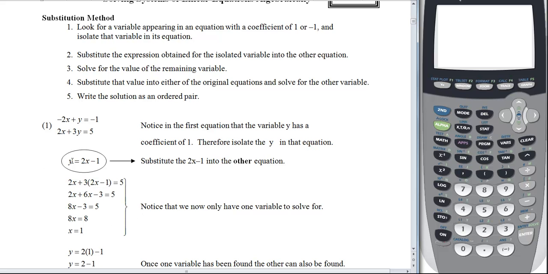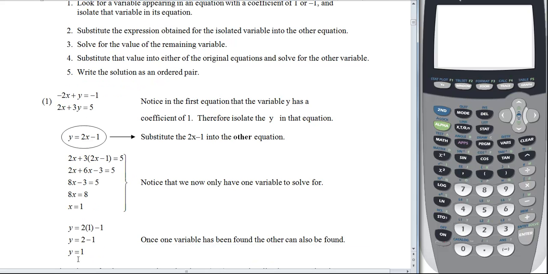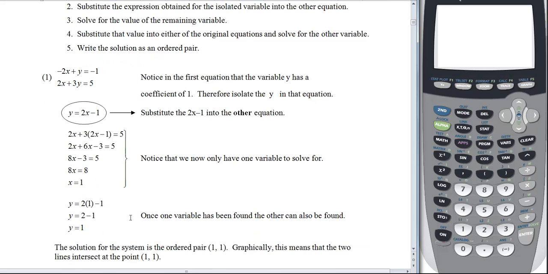Now why I circled this a little bit earlier is because that would be the easiest place for me to go back and put 1 back in. If I do that, I end up with y equals 1. A good idea is to put the point 1, 1 back into both of them and see if it gives you a true statement. If I put 1 in for x and y, it indeed does give me negative 1 equals negative 1. And if I put 1 in for x and y in this one, it does give me 5 equals 5. So my solution for the system is the ordered pair 1, 1. And graphically, this means that these two lines intersect at that particular coordinate point.